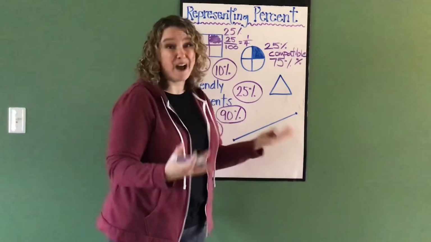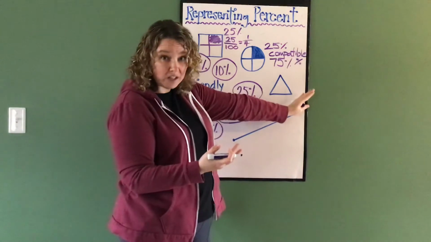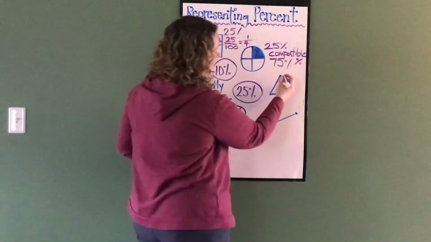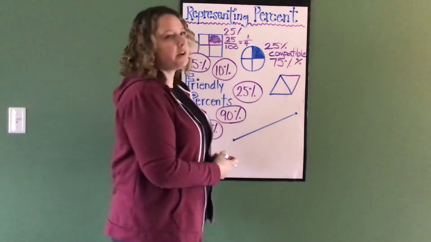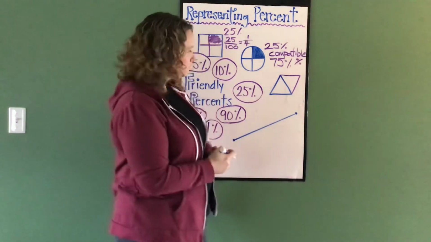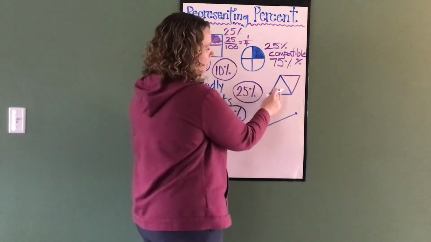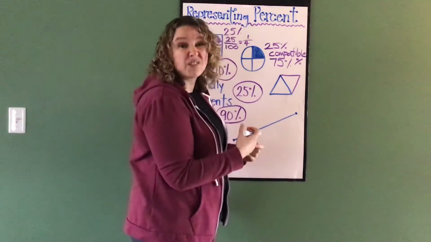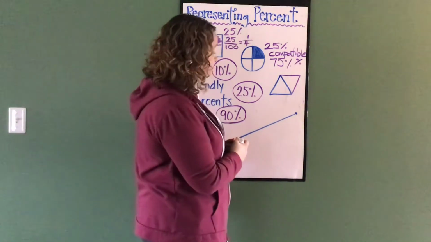Well, I have to draw half more, or this one again, because 50 plus 50 is 100. So I could draw another triangle like this. Now my diagram is 100%. If they said that this diagram is worth 25%, then I'd have to draw 3 more for it to be a full diagram.